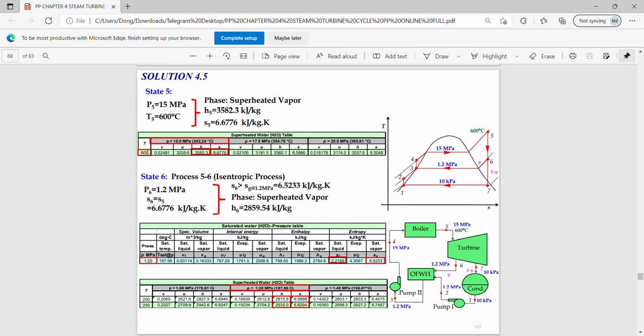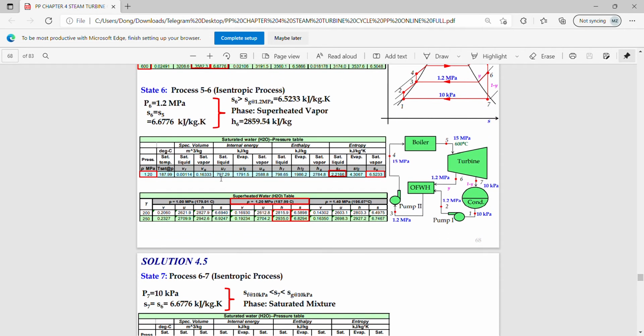So we move to state 5. State 5, P5 equal to 15 megapascal, T5 equal to 600 degrees Celsius. The phase is superheated vapor. So H5 and S5 we can determine from the superheated water table. First we find the temperature, 600. Then we find the column with P equal to 15 megapascal, so we can get H and S.